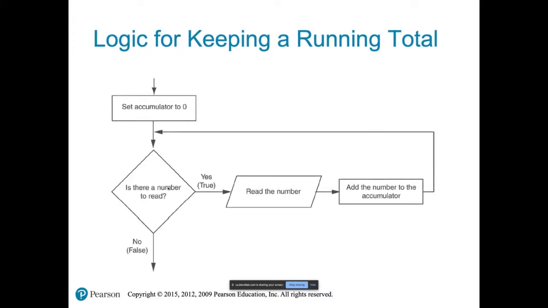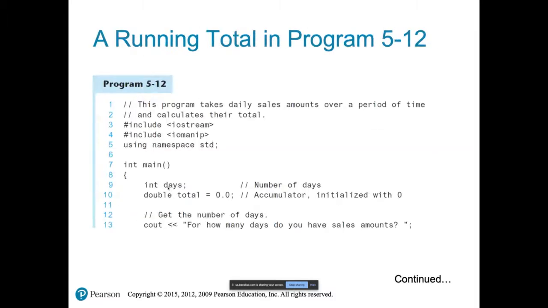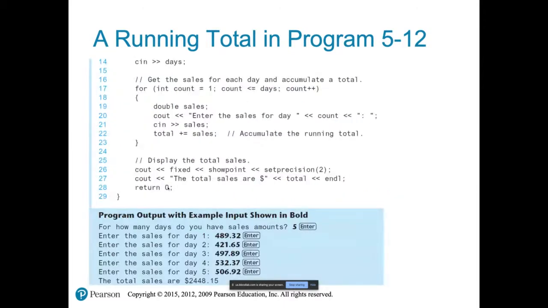And that's just a flow chart for that. And here's just an example of a running total. For count is equal to this, count is less than or equal to days. It's entering the daily sales. Here's your accumulator right there for the sales. And then it displays the information for you.